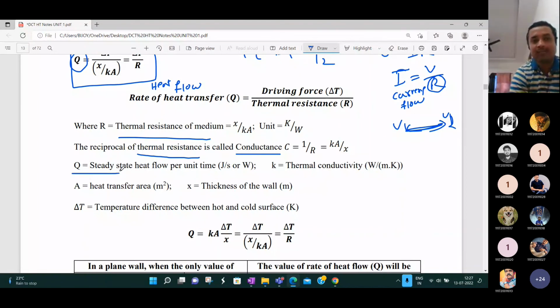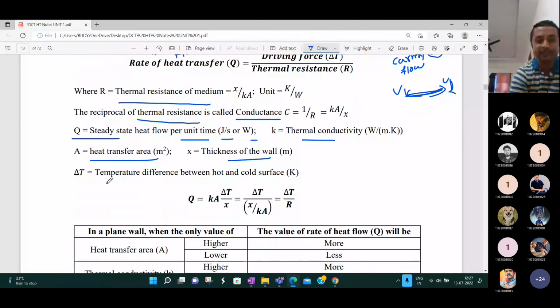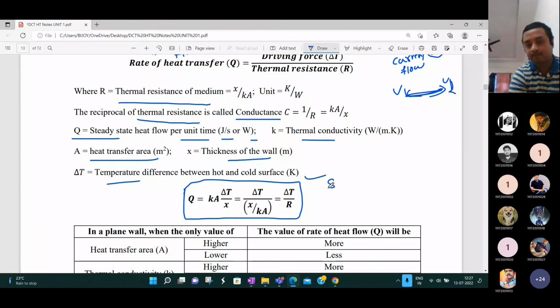Q is the steady state heat flow, that is joules per second or watt. K is the thermal conductivity, watt per meter Kelvin. A is the area of heat transfer, meter square. x is the thickness of wall, meter. And delta T is the temperature difference in Kelvin. Okay, so this is the formula we reach for steady state heat flow through a plane wall.